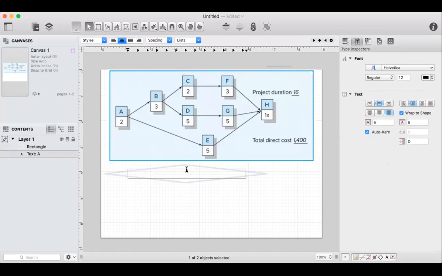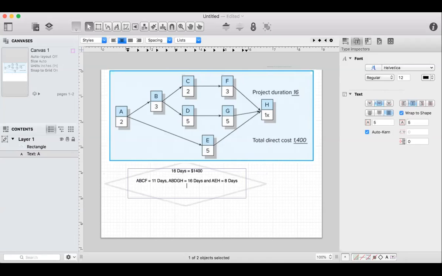Compute the total. Okay, so A, B, C, F, H equal how many days? 11 days. A, B, D, G, H equal 16 days. And A, E, H equal 8 days. Which one is the longest? 16 days. Okay. So we know initially 16 days equal how much is the cost? $1,400. All right, perfect.